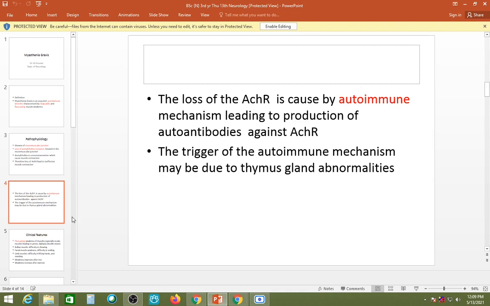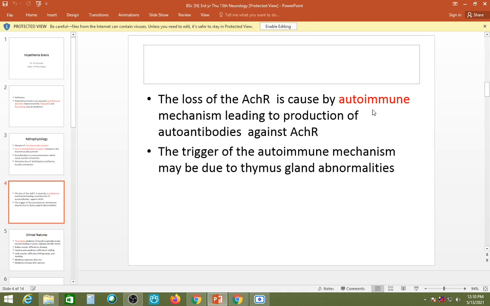We do not know why this is occurring, but it may be because of some abnormality in the thymus gland. The thymus gland is there in the body. There is some abnormality. Thymus is an immunological gland. Because of some abnormality in this immunological gland, the body is fighting against its own structures. That is called autoimmunity. Usually, inflammation and immunity occur against external threats to the body, like bacterial, viral, fungal, any type of infections. The body tries to form antibodies against those infections.